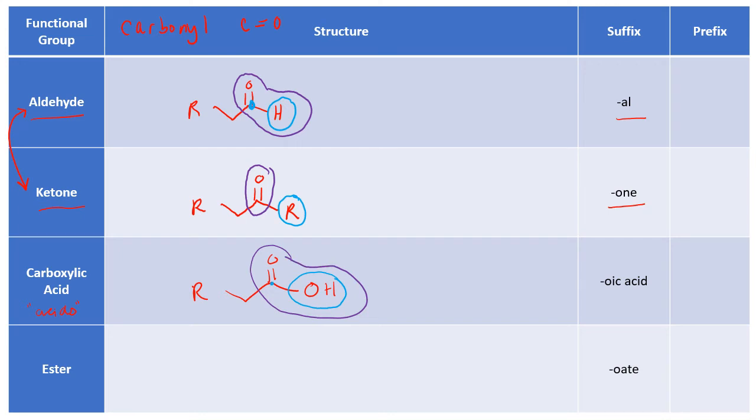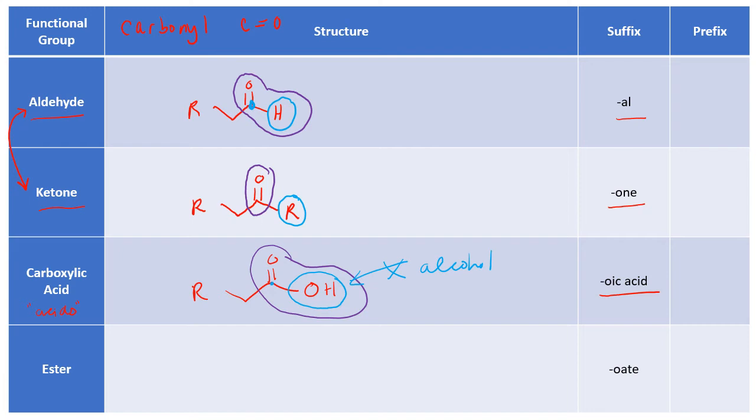So we would not label this as an alcohol, because it would be an alcohol if it did not have that carbonyl there, but it does. So we take that piece as a whole, and that's together a carboxylic acid. And the suffix is -oic acid for naming it.